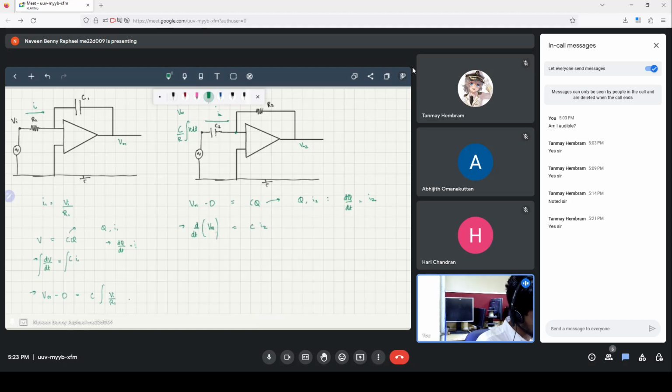But d by dt of V0, since V01 is found to be the integral of V dt, we can write as C by R into V in, because remember we had affixed this part of the operational amplifier at the end of the previous one. And this is C1 R1 is equal to C2 I2.